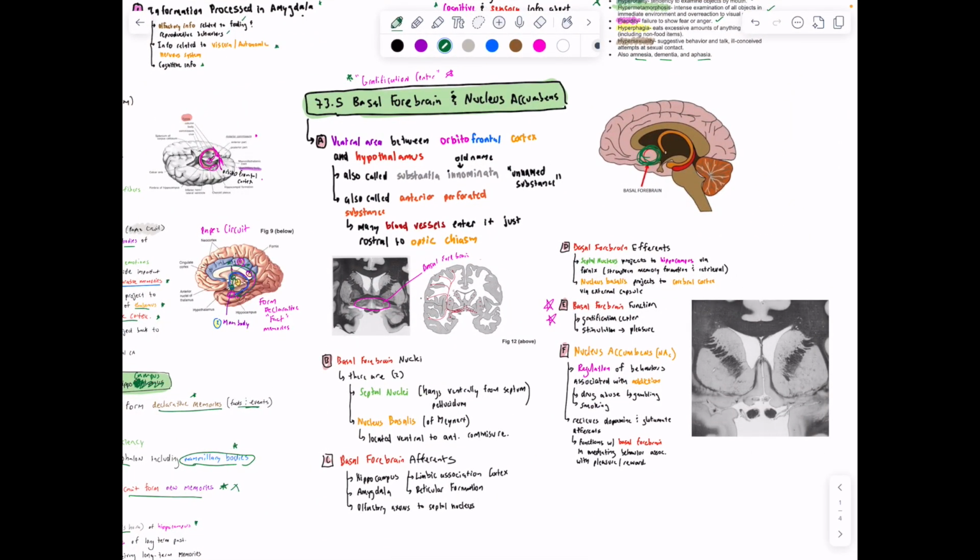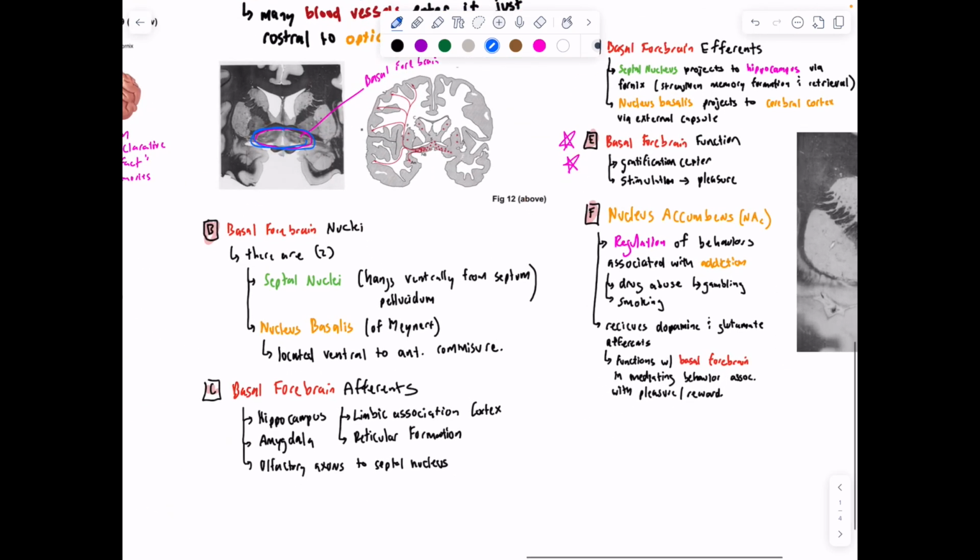So this is the ventral area between the orbital frontal cortex, right here, and then the hypothalamus, which we know right here. So this is the basal forebrain right here. It's also located right here. It was previously called substantia innominata, unnamed substance, but now we just call it basal forebrain, or we could also call it anterior perforated substance, because it has a lot of blood vessels that enter it rostral to the optic chiasm, and you can kind of see those blood vessels.